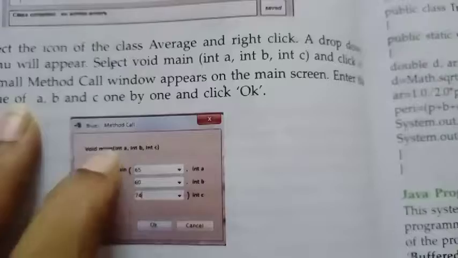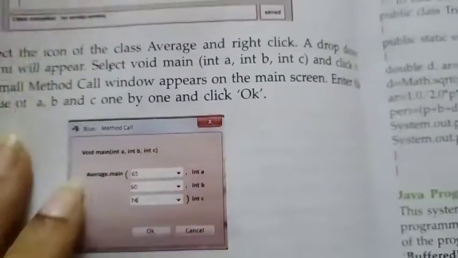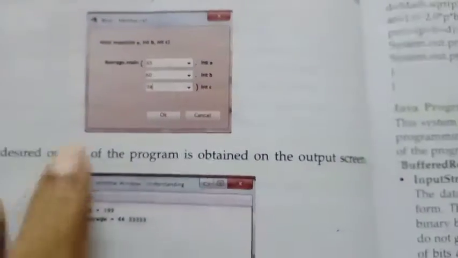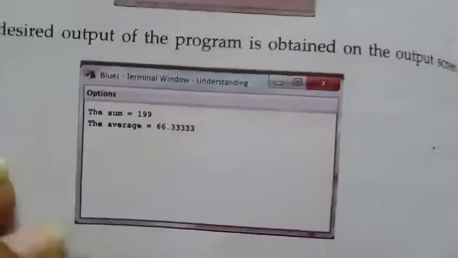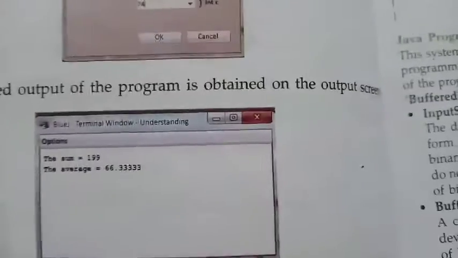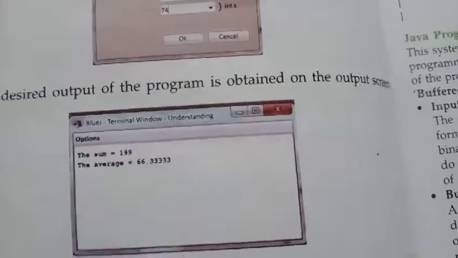You won't get the input there, so you will be given an error. Here only you have to give your inputs, and after giving the inputs, if you give okay, your output screen will appear like this.